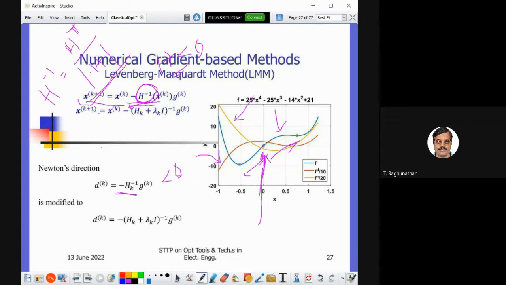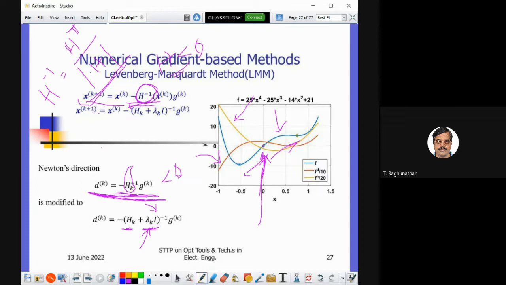So what is the solution to that? This is Newton's direction, you remember. You should somehow make this Hk greater than 0 instead of less than 0. How you make that greater than 0 is by adding lambda k into I, where lambda k is a scalar and I is an identity matrix of the same order as H.